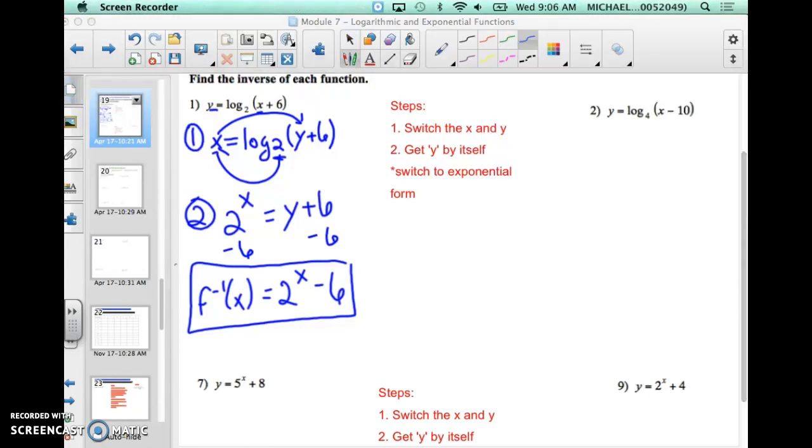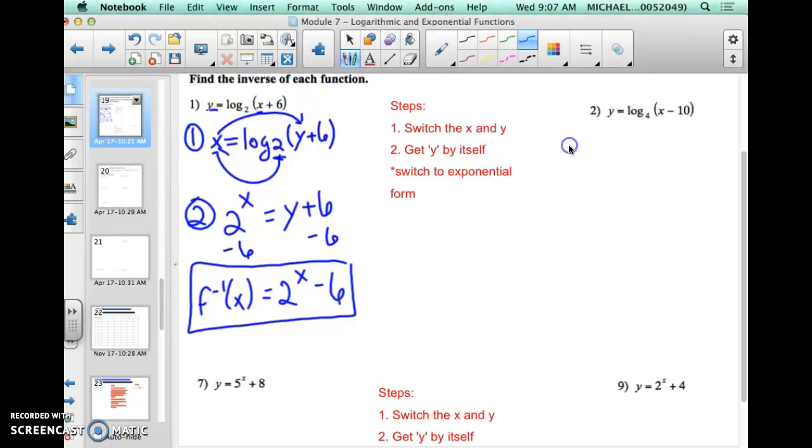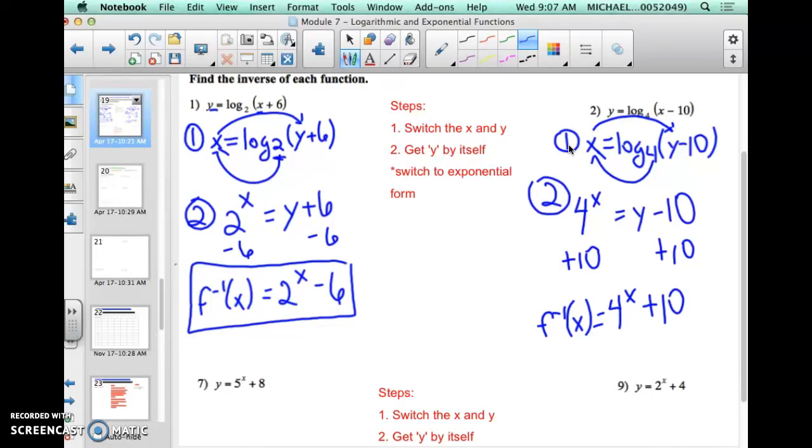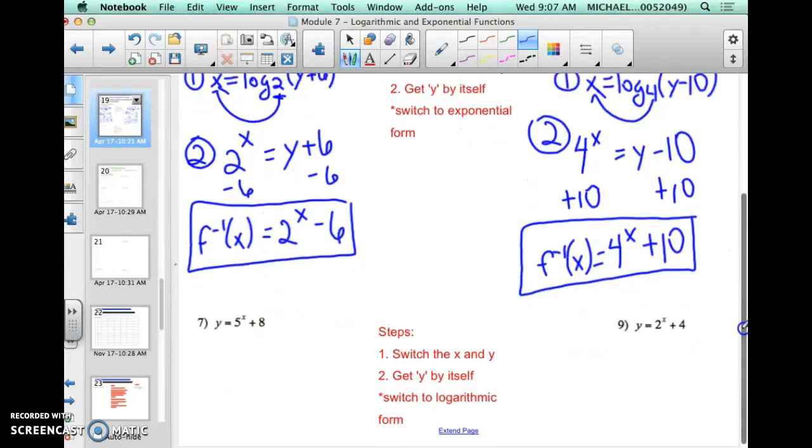All right, you should have tried number 2 on your own by now. I'm going to go through my process. The first step is to switch the x and the y locations. x equals log base 4 of y minus 10. And then I begin by switching it to exponential format. So 4 to the x equals y minus 10. And in this case, I just have to add 10 to both sides. So the inverse is 4 to the x plus 10. And I'm done. Hopefully your work matches mine. If not, please raise your hand so I can come talk to you about it.